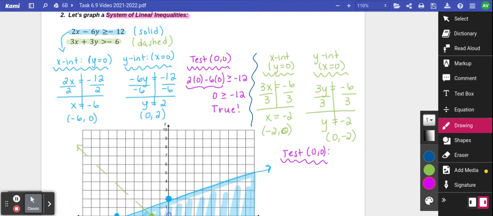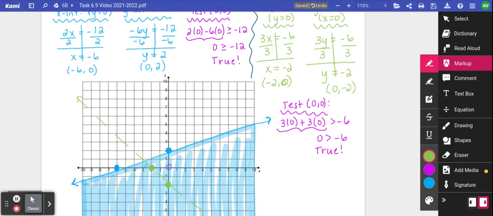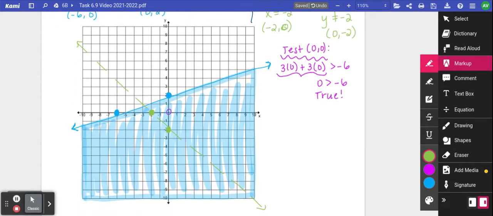So if I test 0, 0, I get 3 times 0 plus 3 times 0 is greater than negative 6. That means I get 0 is greater than negative 6. Now in this case, 0 really is bigger than negative 6. That's true. So once again, I want to shade the side of that green line that has the point 0, 0. Well, the side of the green line that has the point 0, 0 would be this side. So you'll notice I'm shading right over the top of my blue shading.